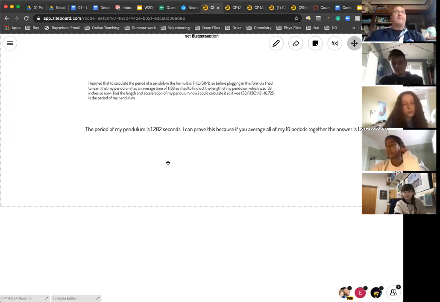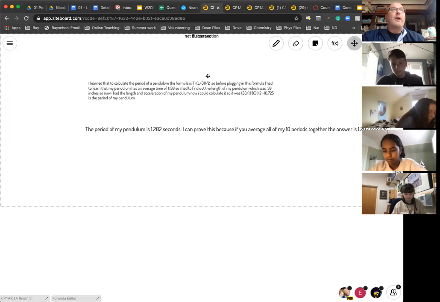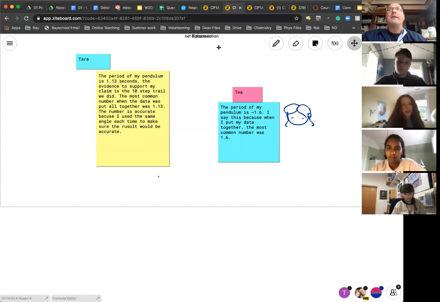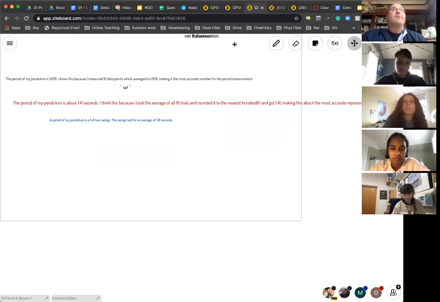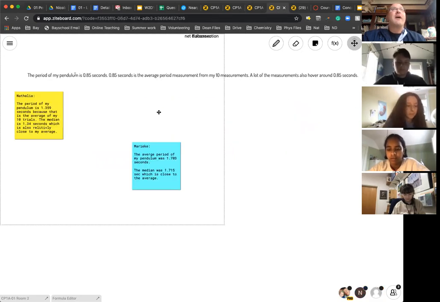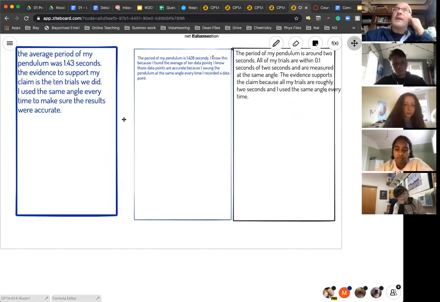For example, we all were asked, what's the period of your pendulum? You all found a period, right? So if you look at the numbers, it looks like Elliot found 16.7, whereas Vincent found 1.2, Tara was 1.1, Thea was 1.6, 1.07, 1.4, 3.8, 0.85, 1.35, 1.7, 1.43, 1.43, and 2. Okay, so we found very different numbers.